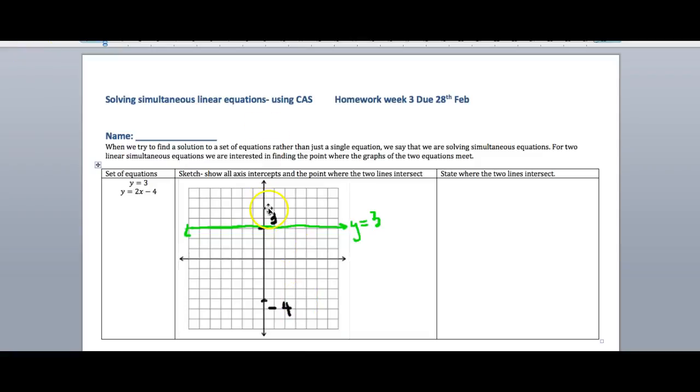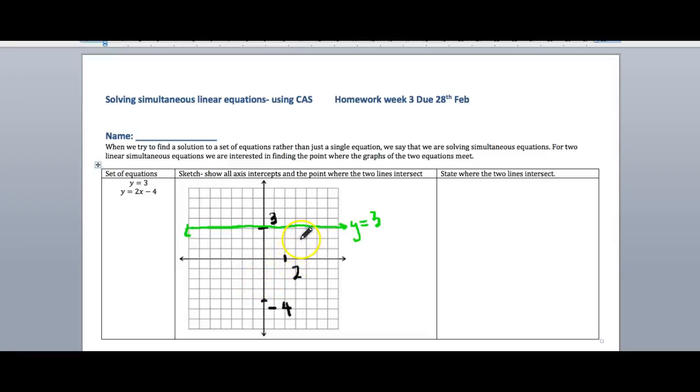X equals 2. Oops, let's get the pen, the arrow. X equals 2. Okay, I'm only doing that because it says show all axes intercepts. But another way you could sketch this graph is to use the gradient. So the gradient is 2, so you go up 2 across 1, up 2 across 1.